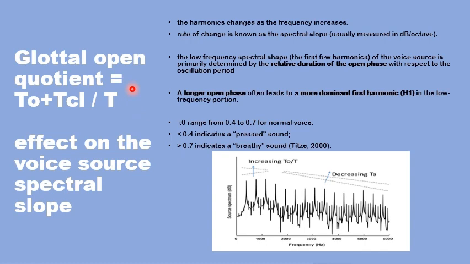70%, this favors more the lower harmonics, and the first harmonic will become dominant and gives a breathy voice. On the other hand, when this quotient is decreased below 40%, below 0.4, this favors the second or even the fourth harmonic, and this gives a pressed voice when the glottal open quotient is decreased below the level of 0.4.